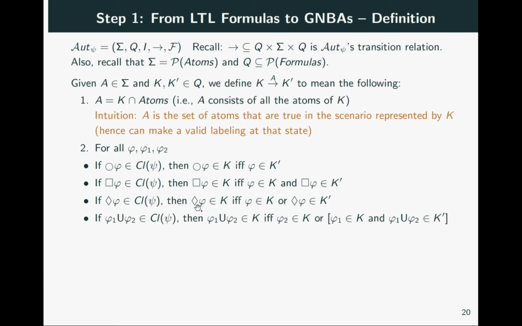For eventually, we have eventually phi is in K if and only if either phi is in K or eventually phi is in K prime. And for until, we have phi 1 until phi 2 is in K if and only if either phi 2 is in K or phi 1 is in K and the until formula persists into K prime, so is in K prime.